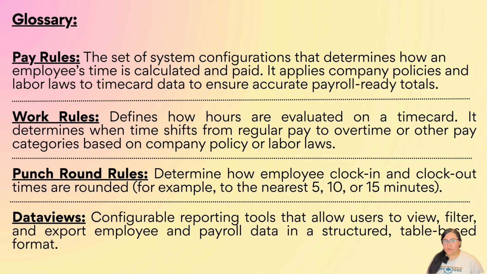And then punch round rules. This determines how employees clock in and out and how the system will interpret those clock ins. So for example, to the nearest 5-minute mark, 10-minute mark, or 15-minute mark. So if, for example, you as an employee clocked in at 10:08 a.m., the system could be configured to round that up to the nearest 15th increment or quarter hour increment, which would make your time officially clocked in at 10:15 a.m.